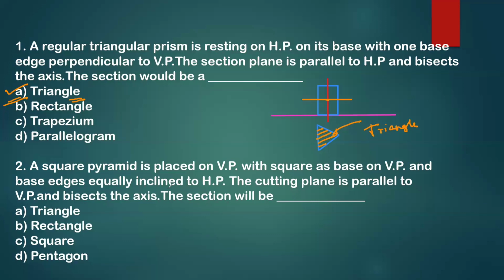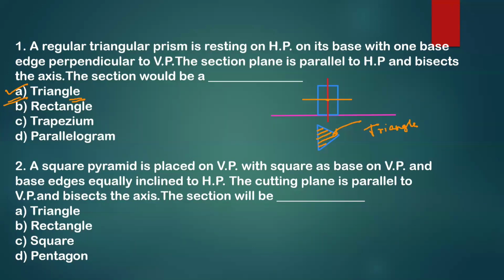Now in the previous one, the first MCQ we have seen, the regular triangular prism was resting on the HP. And here, this square pyramid is resting on the VP. This is how it will be, so we'll see that just by drawing this sketch.